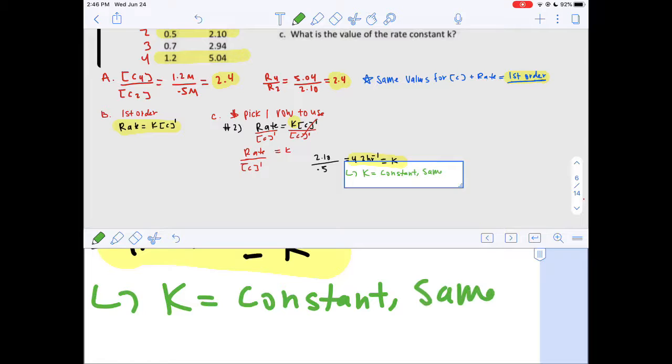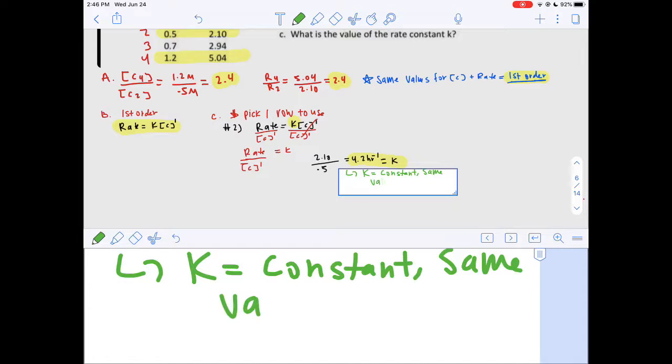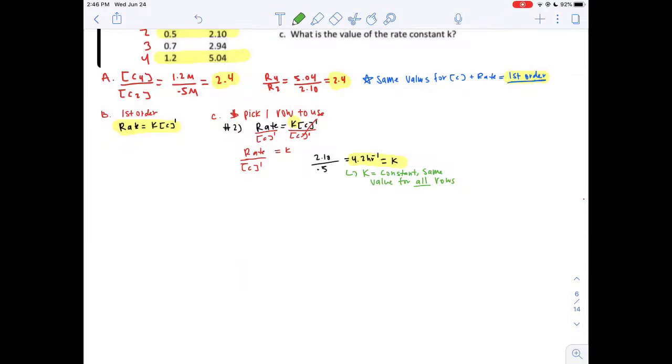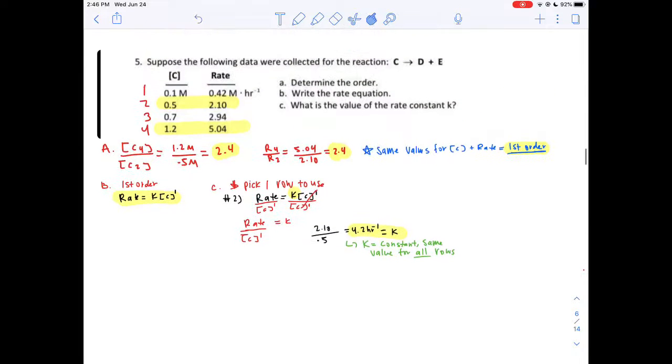Same value for k. And that is how you solve a problem set given to you with rate tables. So hopefully that's a little bit helpful.